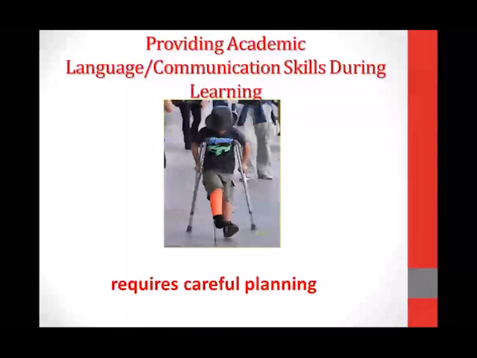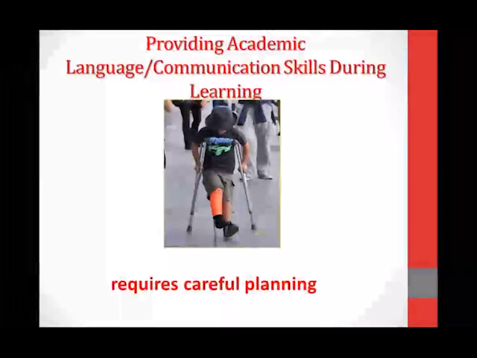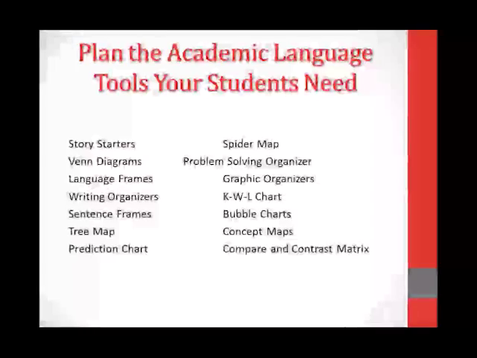Now that you know what academic language is, let's think about how you can support your students with academic language development. A way to accomplish this is to think about incorporating support tools in your planning process. So for example, you may want to give your students writing organizers, story starters, or KWL charts. These are all tools that will help your students to practice the language demands.